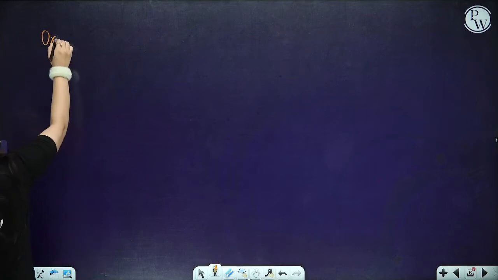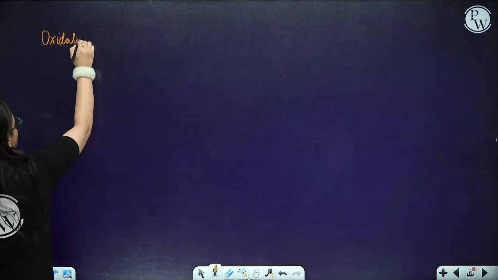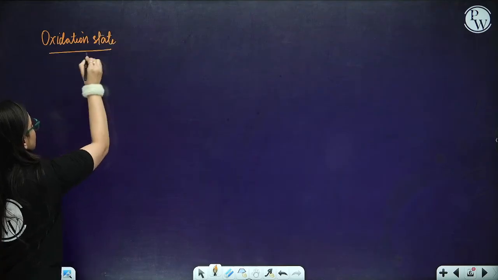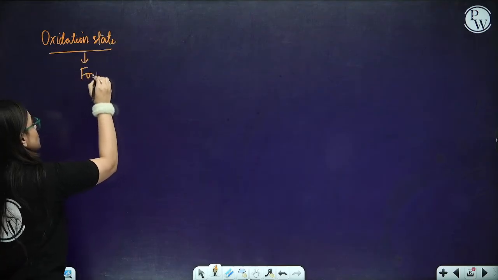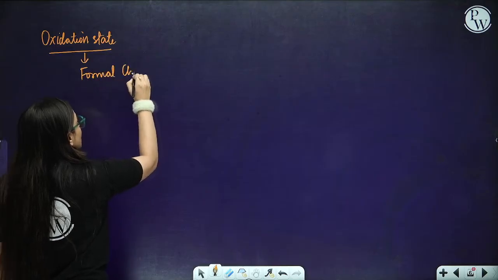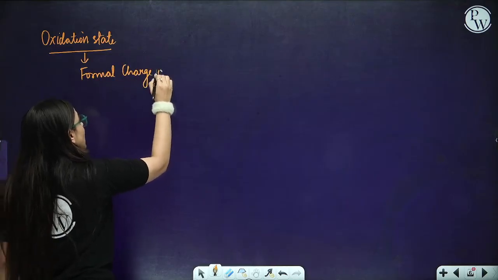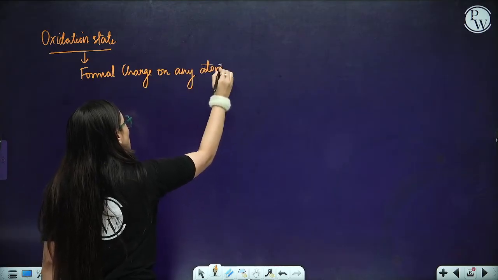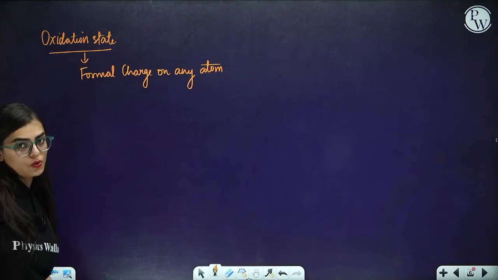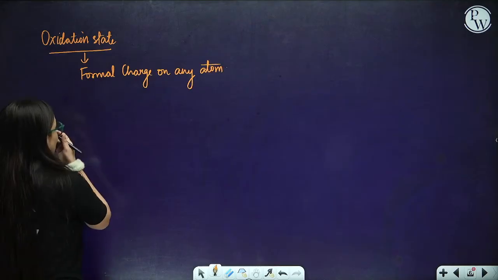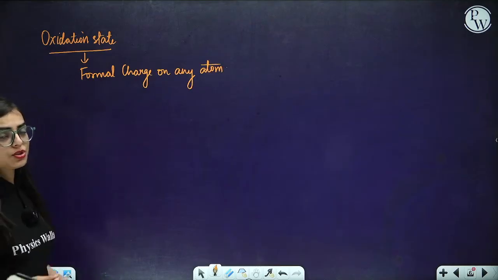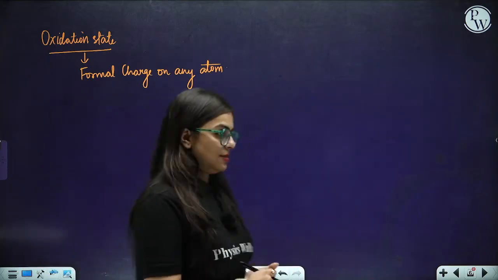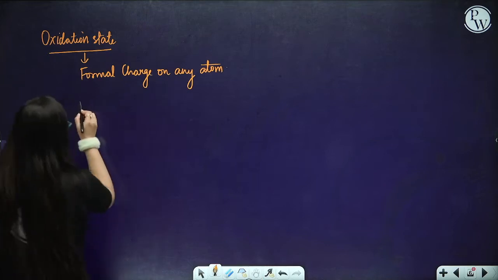See, oxidation state basically is the formal charge on any atom. Formal charge on any atom is referred to as its oxidation state. Yes, and there are certain rules to calculate oxidation state, which in depth you will understand in the chapter redox reaction though. But yes, let us consider few examples here.